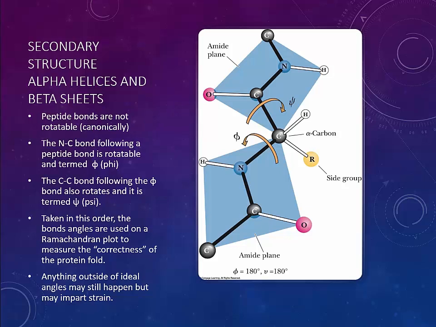The phi-psi bonds are used on a Ramachandran plot to determine the degree of correctness of the protein fold, while other bond angles can occur outside Ramachandran ideals, and even should be expected. Those angles are likely to impart strain to the protein. This may be an important feature of the protein. Remember, ideal really means without strain. Strain really means higher energy. So long as the energy overall is negative, the protein will fold even if some of the angles are high energy.